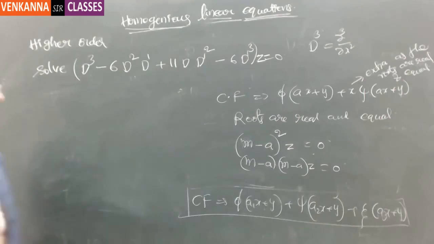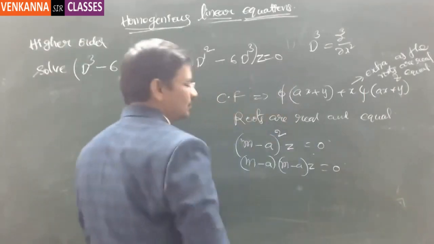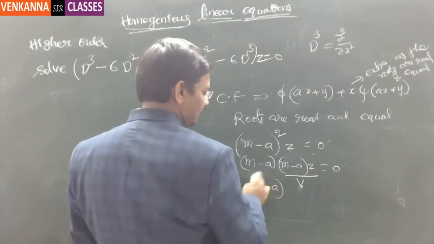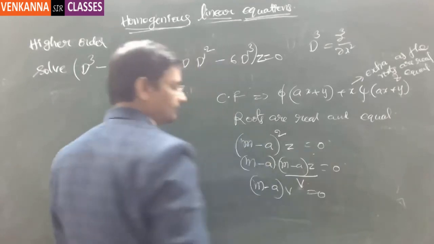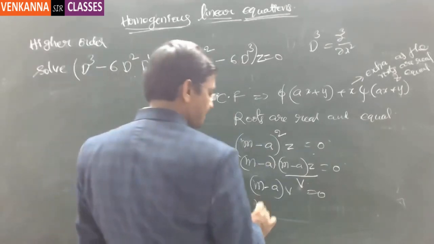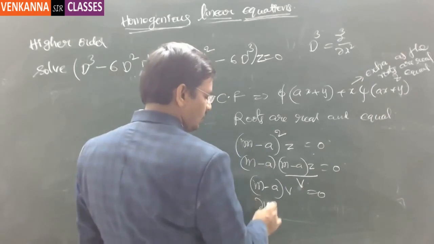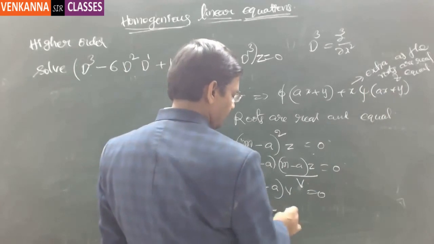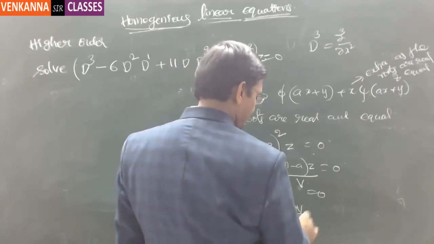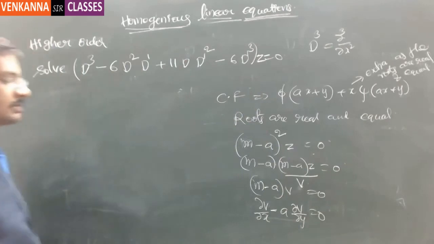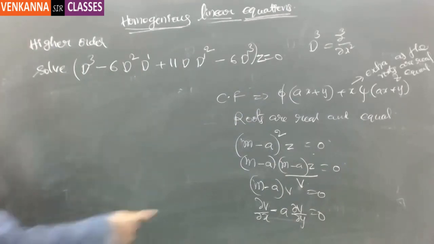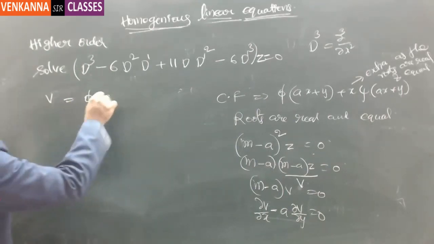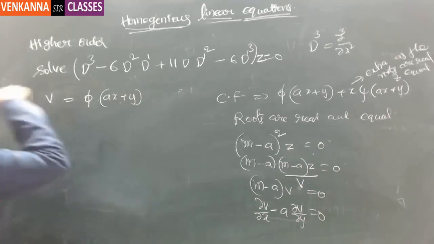Now if this is the case, the way we adopt is, we treat (m minus a) times z as some random function v, so (m minus a) times v is equal to 0. So m is nothing but dou by dou x, so dou v by dou x minus a times dou v by dou y equal to 0. This is the auxiliary function for which you can find the v value. We just proved that it is phi of (ax plus y). This is the v value, right?